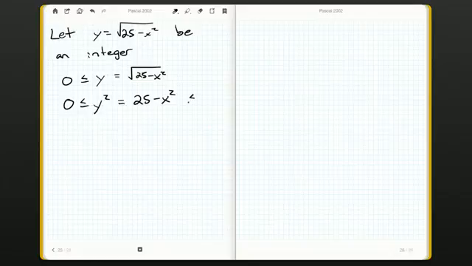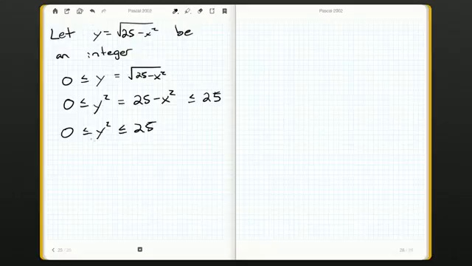We can also say that this is definitely going to be less than or equal to 25. Right? X squared is at least a positive, but it's going to be a non-negative value. So 25 minus a non-negative value, it's going to be at best 25. At worst, it's going to be some really low number. So y squared is between 0 and 25.